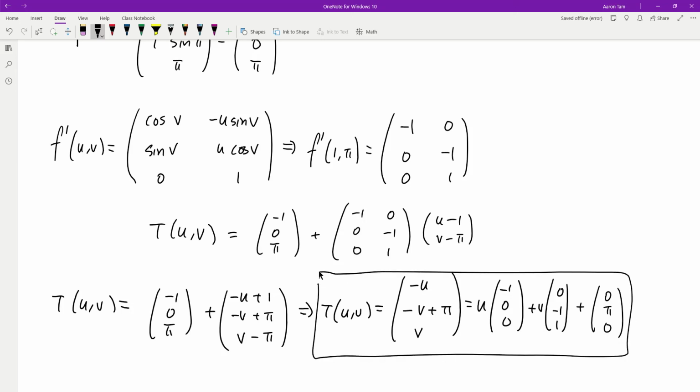And you can verify that when you plug in (1, pi), you should get (-1, 0, pi) as your solution. All right, so that's the end of 5.4. So I'll talk to you again in the next video.